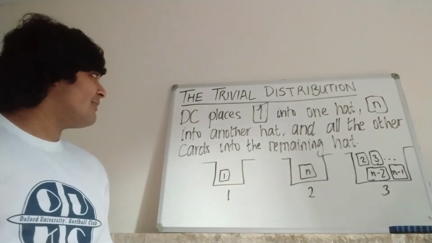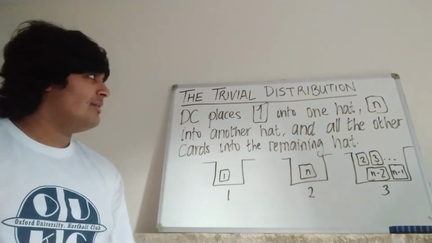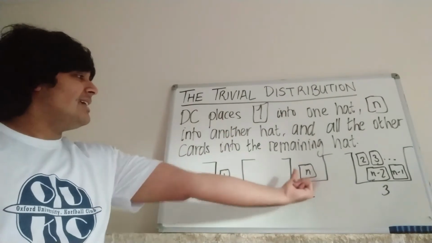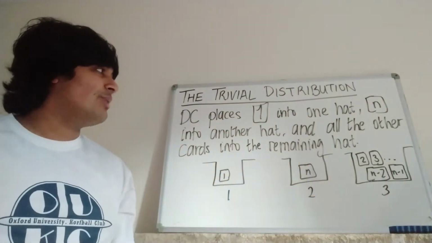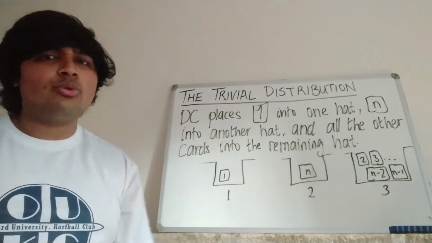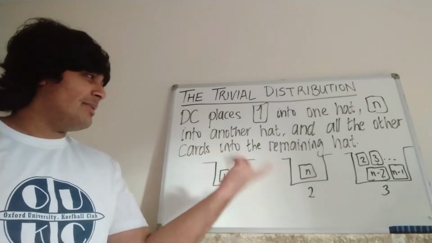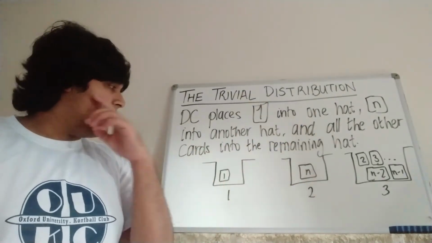So David Copperfield places the card labelled 1 into one hat, so I'm just calling that hat 1. The card N into another hat, which I'm going to call hat 2, and all the remaining cards, i.e. the cards labelled 2, 3, 4, all the way up to N-1, into the final hat. Okay, and again, we have a similar thing where we can permute the numbering of these hats.